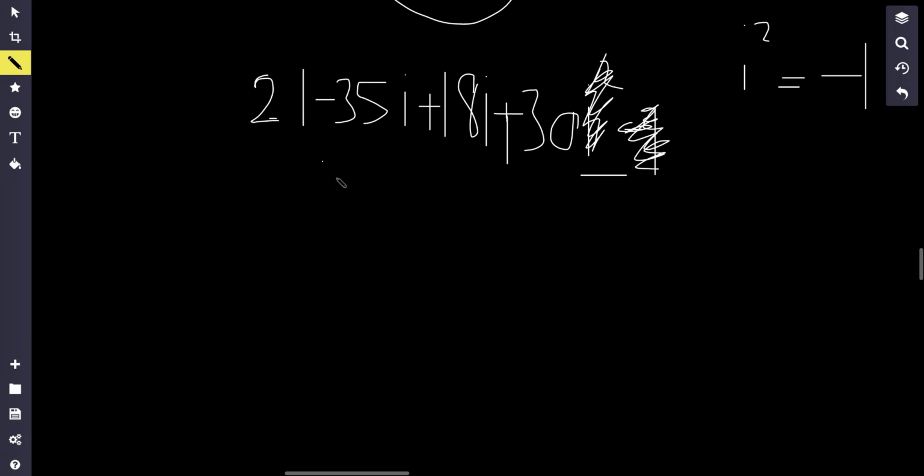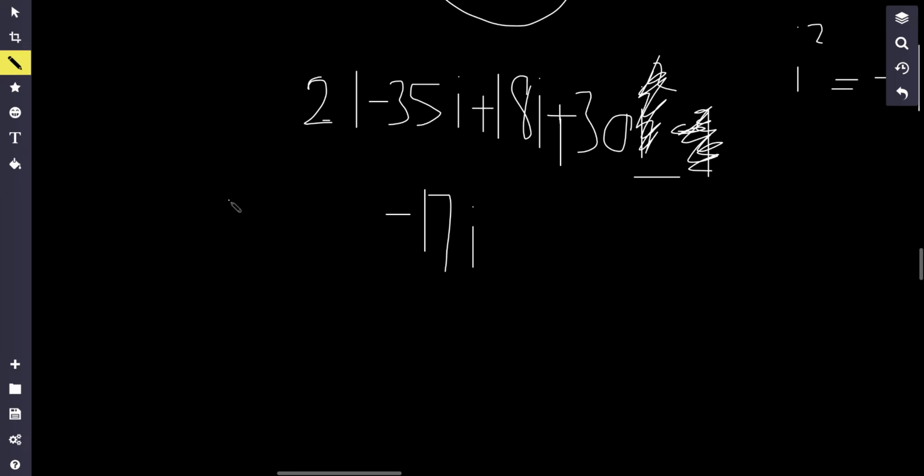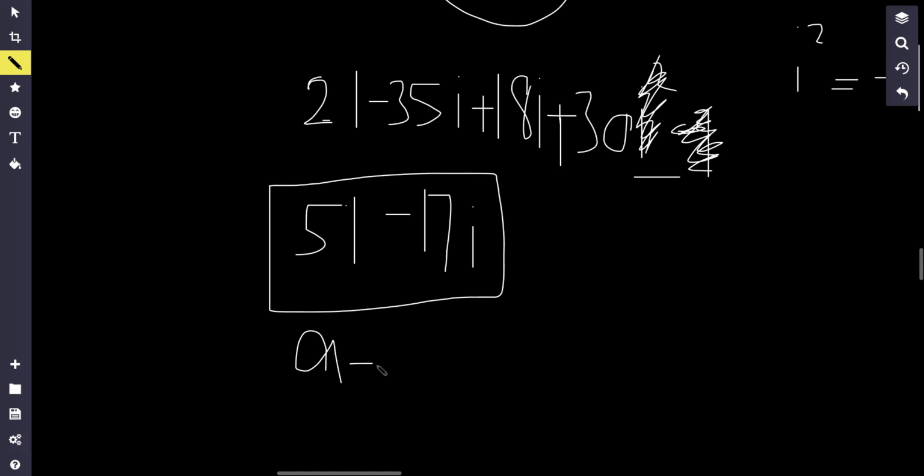Now let's just combine like terms. So -35i plus 18i, that's -17i. 30 plus 21 is 51. That's our answer. And our answer is going to be 51 minus 17i. And usually I just like to write things in a plus bi form.